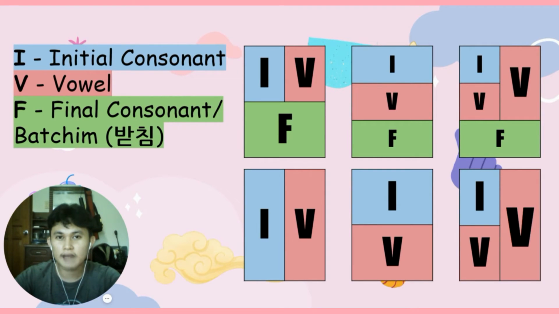There are 6 types of syllable blocks. I printed the initial consonant in blue, denoted by the letter I, the vowel in red, denoted by the letter V, and the final consonant or patsim in green, denoted by the letter F. Let's discuss them part by part.